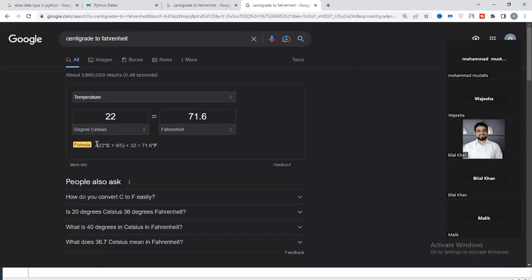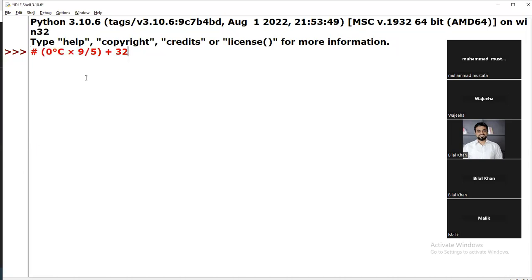The first thing that we need to do is see this formula. So we will try to use this formula and copy this. I will paste it here. So this is my reference formula that I need to use, to calculate how a centigrade temperature can be converted into the temperature of Fahrenheit degrees. This says that if you have any temperature in centigrade and you multiply it by 9 divided by 5 and add 32, this will be converted into the Fahrenheit temperature. So let's just give it a try.